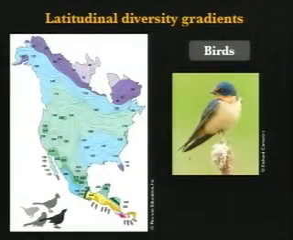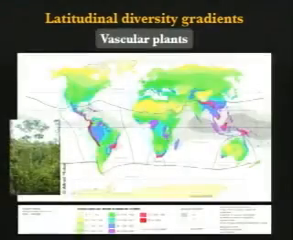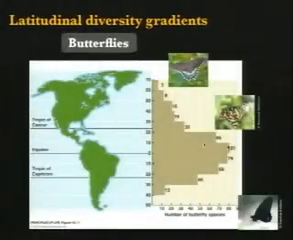Tropical forests. Birds, same phenomenon. Peak diversity down here, fully 600 some species can be found in an area like that, whereas you're only talking 30 or 40 species all the way up here in numbers of bird species. Vascular plants, same idea. All these different groups. Butterflies, same idea, peaking in diversity at the equator.